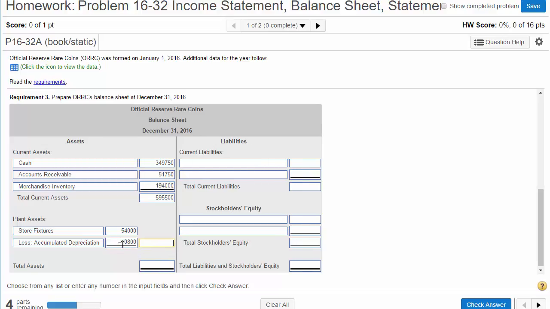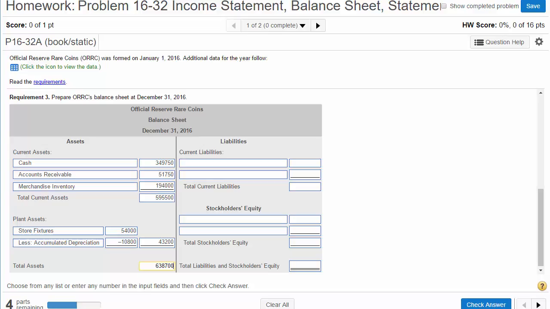I like to put the minus sign there to remind me to subtract. I believe my accounting lab does not enforce you to have that. So when we do the math, 54,000 minus 10,800, we get 43,200. So our total assets is 43,200 plus this 595,500 gives us total assets of 638,700. Okay, we're halfway done with the balance sheet.